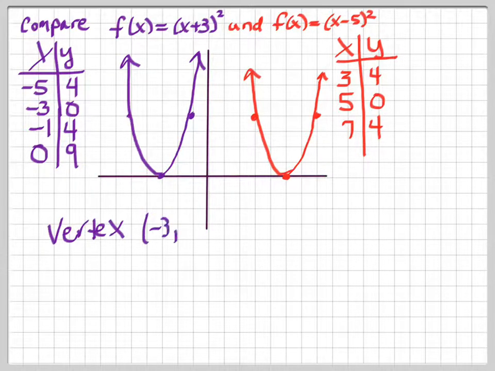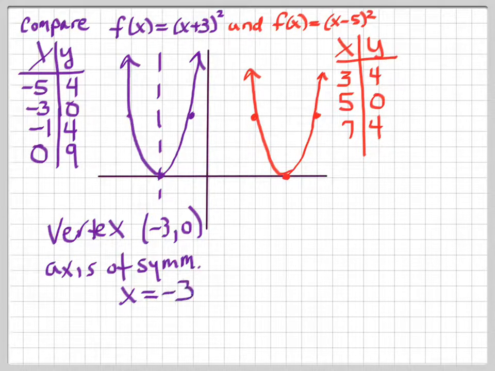So looking at the first one, the purple graph, we see that the vertex, which is the lowest point on the graph in this case, is (−3, 0). And looking back at my equation, you can see that there really is a 3 somewhere in there. So again, we're just looking for patterns at this point.